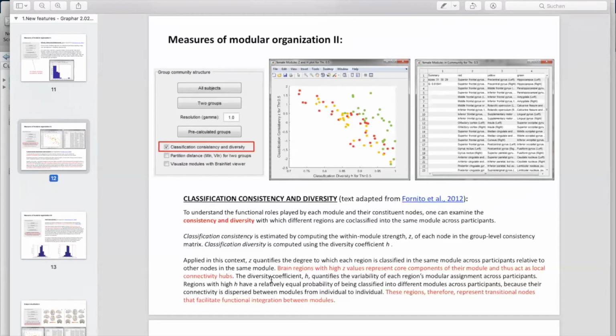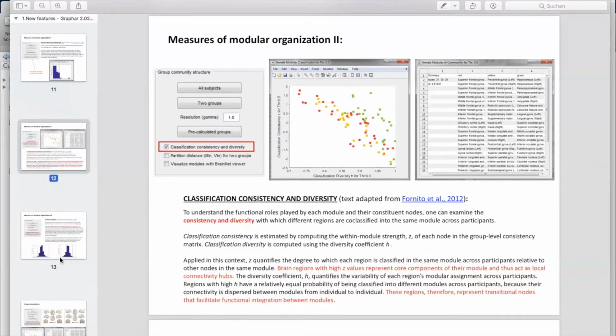And thus, regions with a high H have a relatively equal probability of being classified into different modules across participants, right? So those connectivity is dispersed between modules from individual to individual. And these regions, and this is the important part, may therefore represent transitional nodes that facilitate information integration between modules. So this is what I said, bridge hubs or connector hubs, which facilitate information transfer throughout the modular landscape.